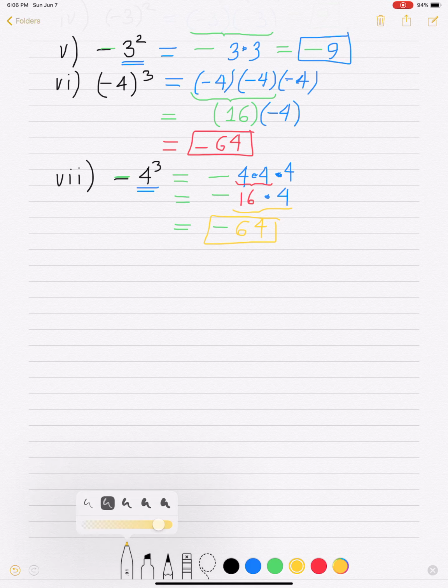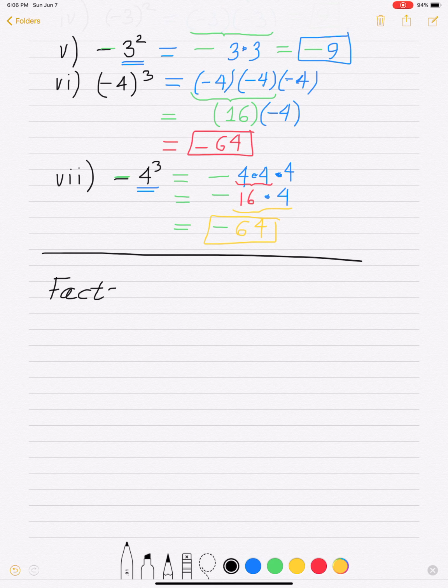So let's write an important set of facts for this bit of discovery here. So 2 facts we've encountered. Let a be a positive real number. So a is a positive number that can be written as a decimal.